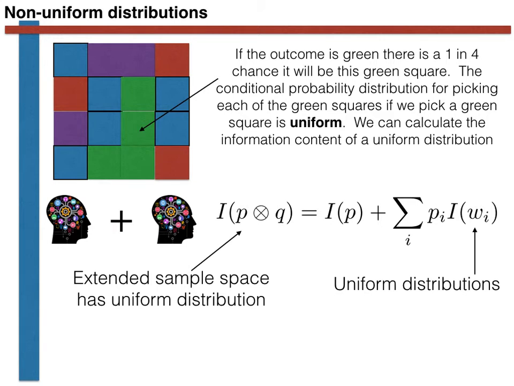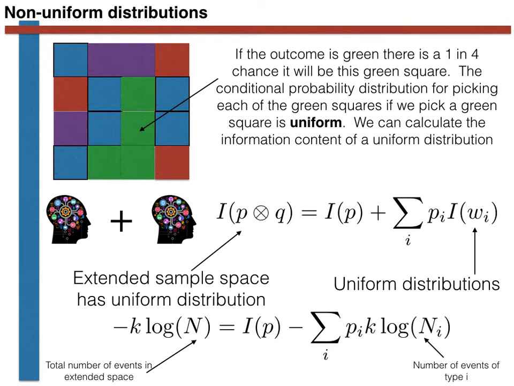Now, we know that the information content of a uniform distribution with n elements in its sample space is just minus k log n. We can therefore write the following expression. Here, N is the total number of events in the extended sample space, and Ni is a number such that Ni over N is equal to Pi. To be totally transparent, for the example Venn diagram shown here, capital N is equal to 16, and the four Ni values are 3, 4, 6, and 3 for red, green, blue, and purple respectively.